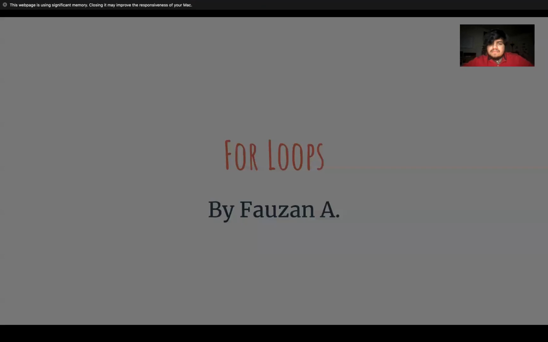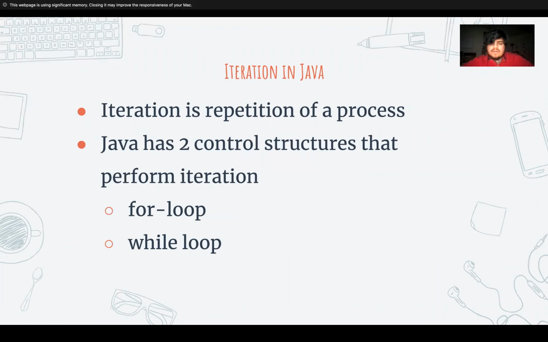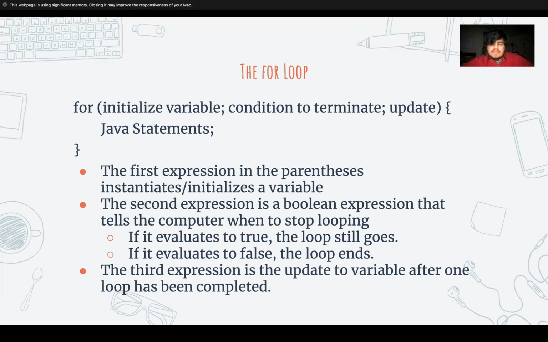let's discuss for loops. So again, iteration is just a repetition of a process, and we can achieve that through for loops and while loops. But in this case, we're going to use the for loop. Now, this is the syntax of a for loop, and it's not going to make sense now, but it's going to make sense later when I actually use the for loop. But this is the general structure of a for loop.